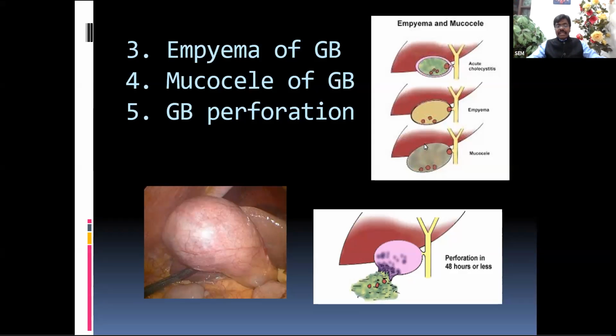Next is when the gallbladder bursts because of the persisting obstruction. Sometimes you have a perforation of the gallbladder. Whatever the content from the gallbladder, if it is bile, biliary peritonitis can happen. Stones can spill and cause additional infection. So this is a life-threatening complication that can also happen.